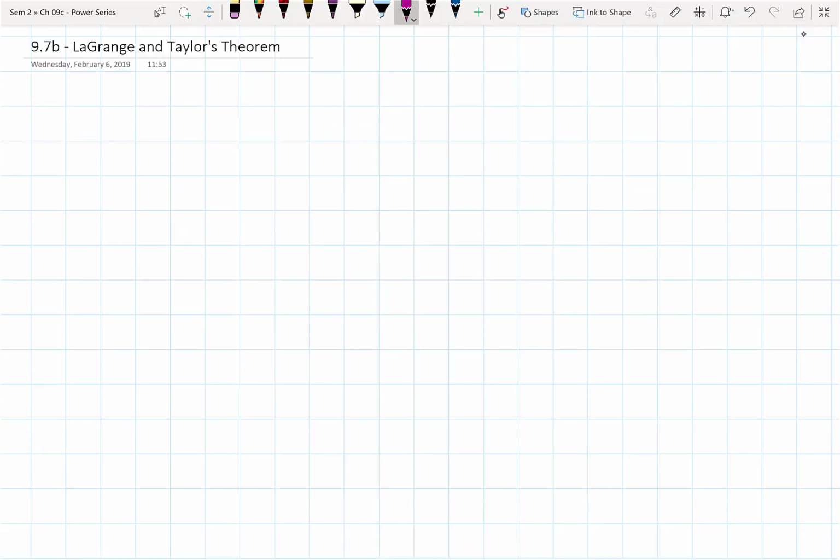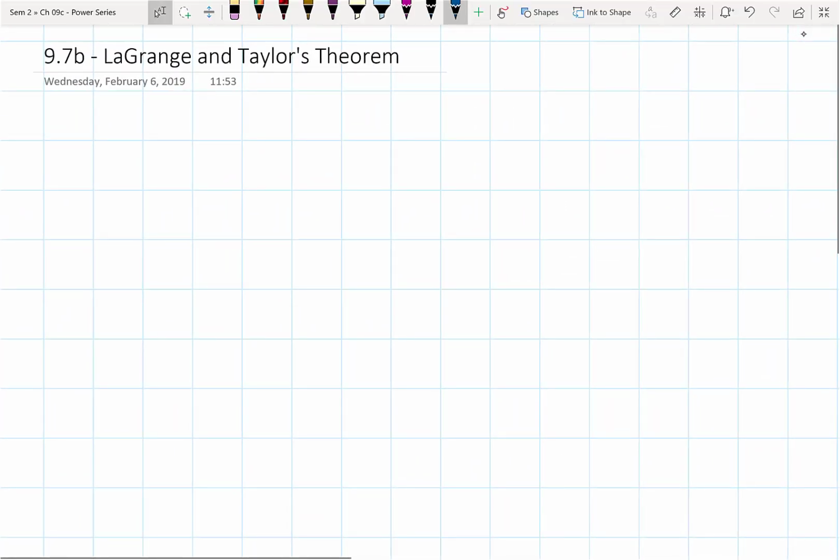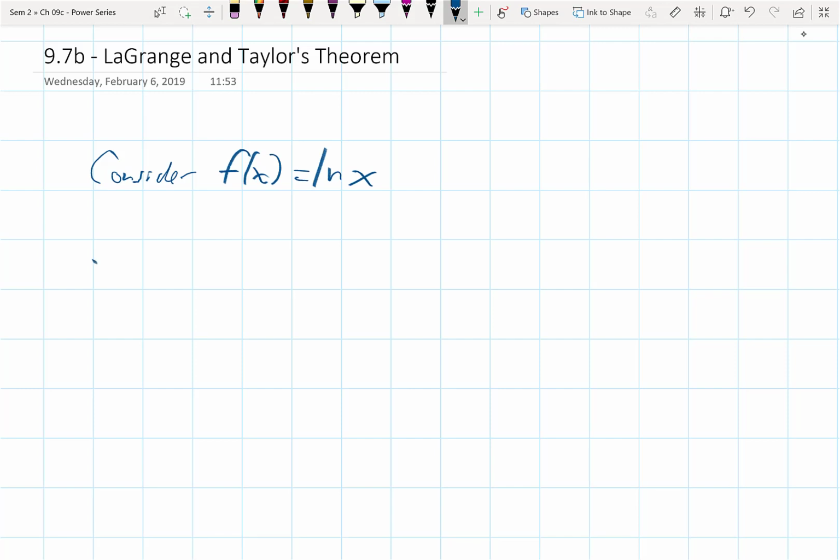So it's useful to use a Taylor polynomial to approximate the function value of a curve. We need to know what the error is and how close it actually could be to the real one. So let's consider f of x is equal to the natural log of x. The first step is just a little bit of review. I want you to find the fourth degree Taylor polynomial.